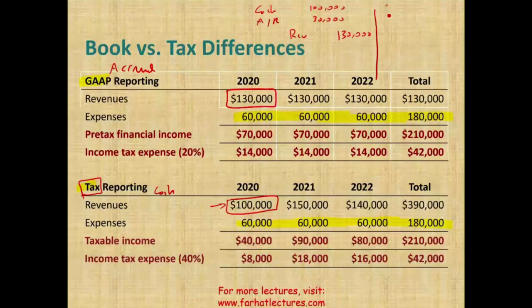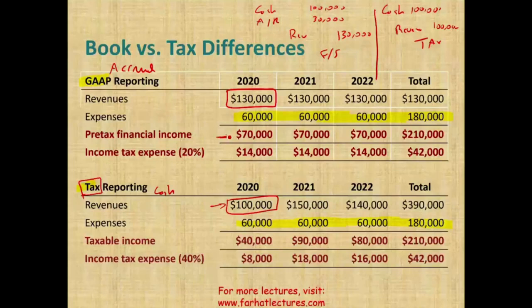For tax purposes, they only report the cash. So they debited cash $100,000, they credited revenue $100,000, and this is what happened for tax purposes, and this is what happened for financial statement purposes. Okay, so I just want to make sure you understand this. So what happened as a result of this?